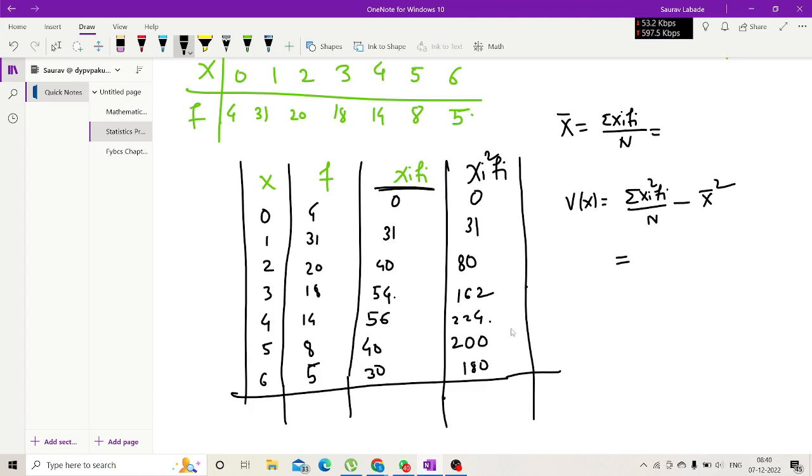Now do the summation of this xi fi. Just tell me what it is. Just do the sum of this and the sum of xi square fi. You need to do the sum of the fi column also, because you want capital N. Yes, correct. Xi square fi, this is 877. Okay, and tell me the frequency total. Capital N is what?